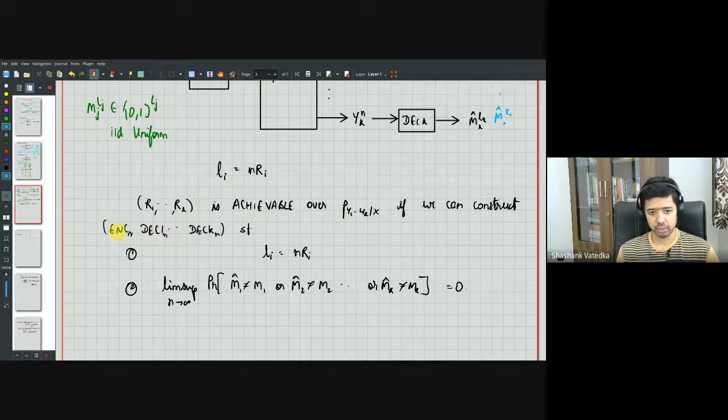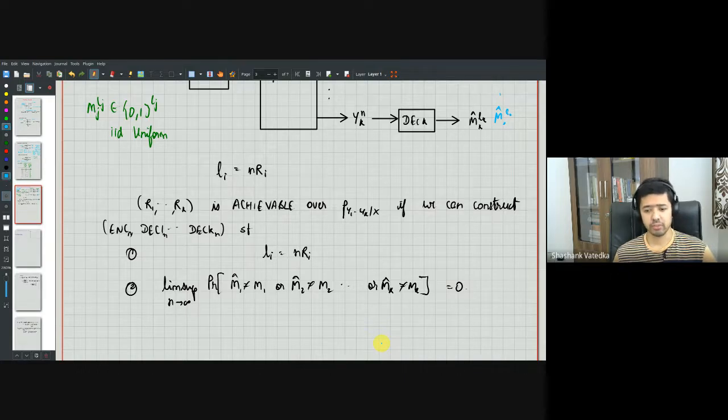So it's a sequence of encoders and decoders, one for each n, such that the number of bits of private message for user i is n times Ri, and the probability of error, which is the probability that any one of the receivers makes a mistake in decoding, is vanishingly small. So the lim sup as n tends to infinity of the probability of any of the decoders making an error is equal to 0. Okay, and our goal is to understand what set of rate tuples are achievable.